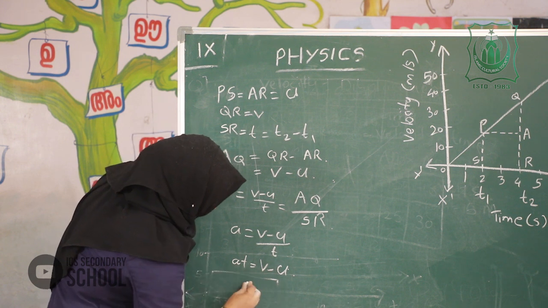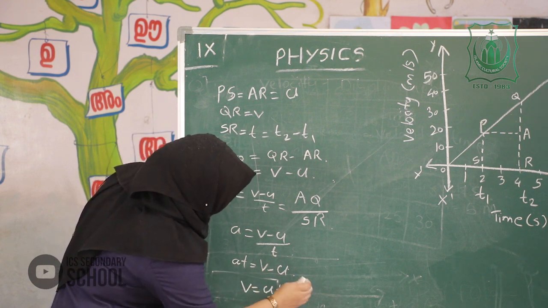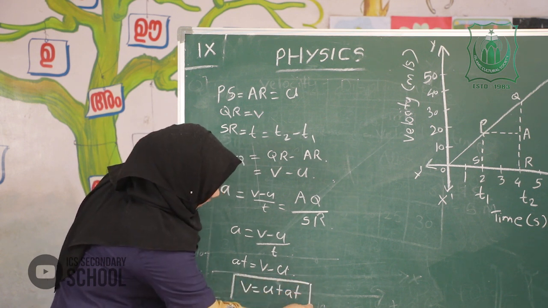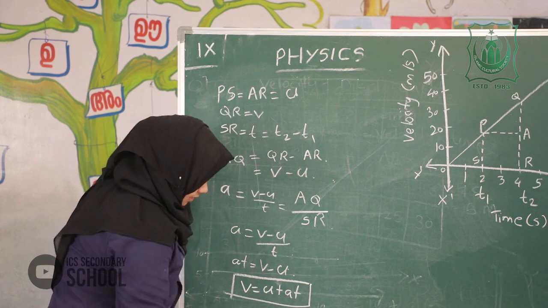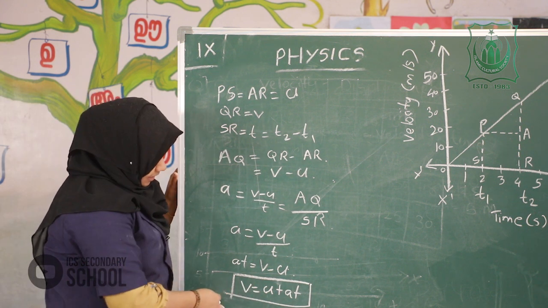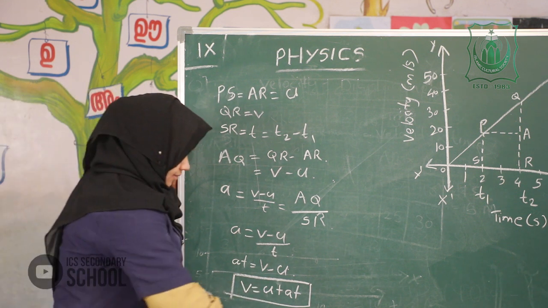V is equal to U plus AT. How to find out final velocity here? U plus AT. This is the first equation of motion. This equation shows the velocity time relation.